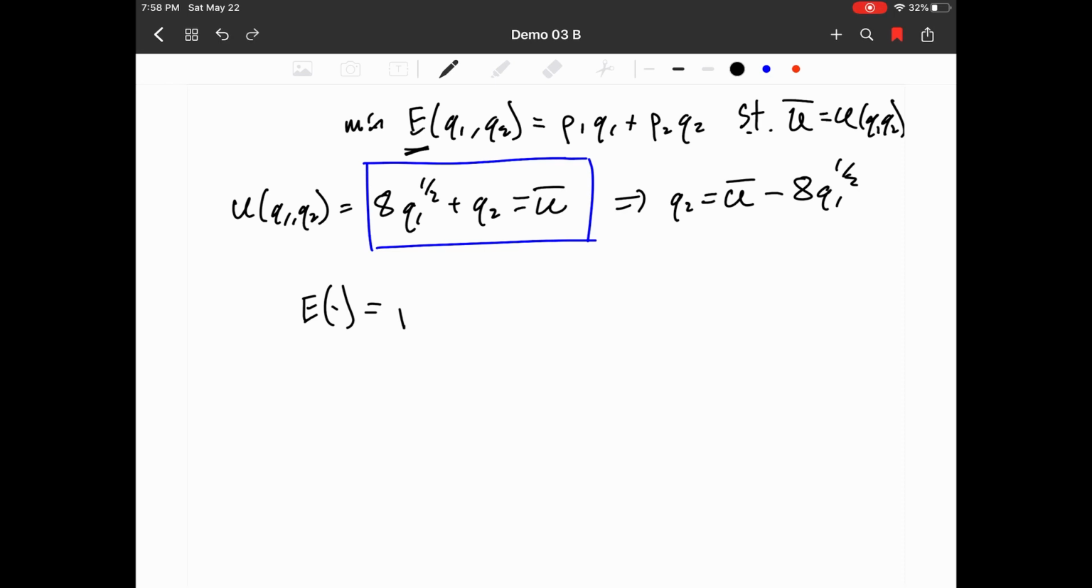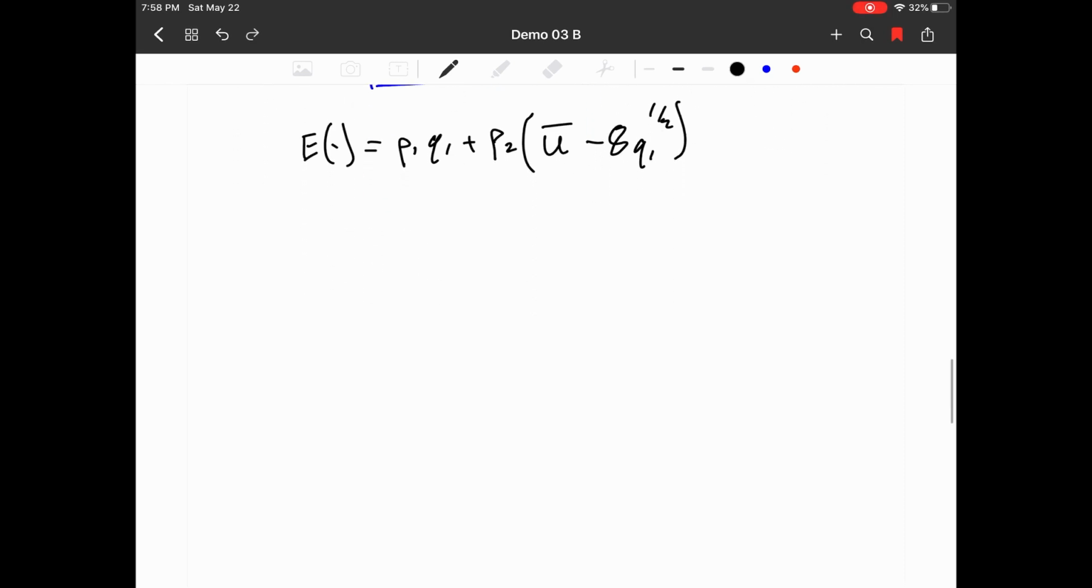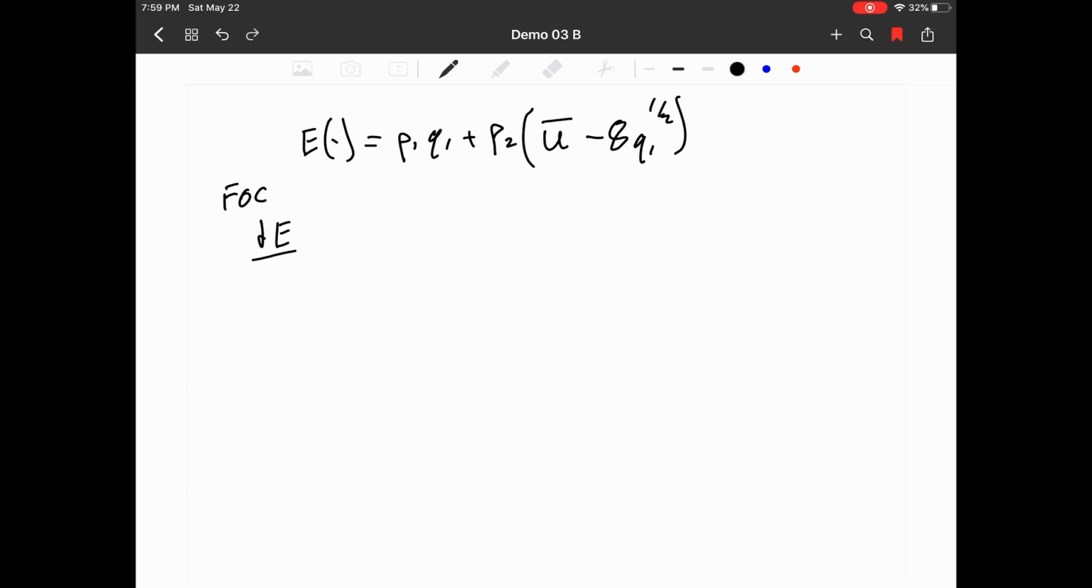And we're going to use that relationship, plug it in here. So we have u bar, subbing in for q2, u bar minus 8 q1^(1/2). And then all we have to do here is just take the first order condition with respect to q1.